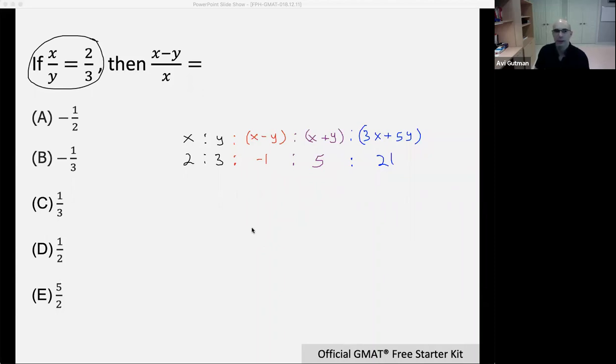We can do this as much as we want, and that's really a concept that I see tested in the GMAT a ton. This question is no exception. Because if we do what I'm suggesting here, then we can just grab the x minus y from here and the x from here, and we have our answer. Our answer is -1 divided by 2.